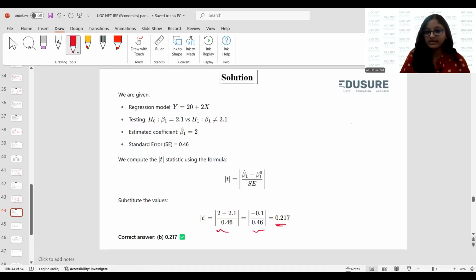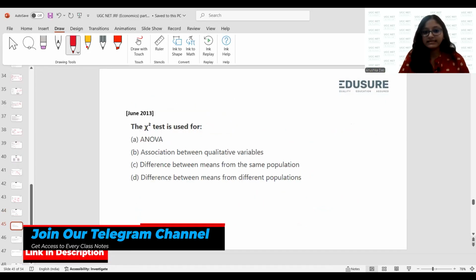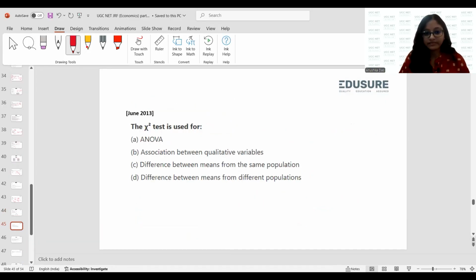So let us look at this. This is the model. Estimated value, standard error is given. This is the formula of the t statistic, right? This is how you calculate the t statistic. Let us quickly see the next question.